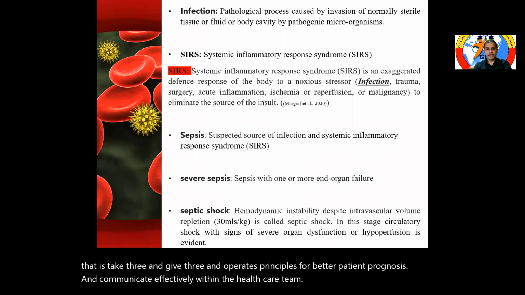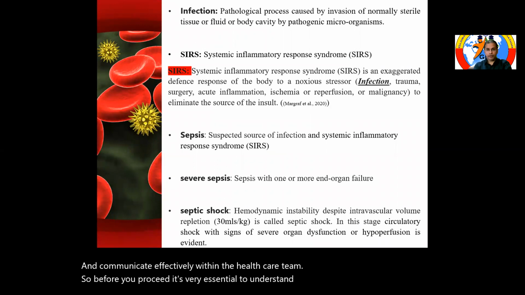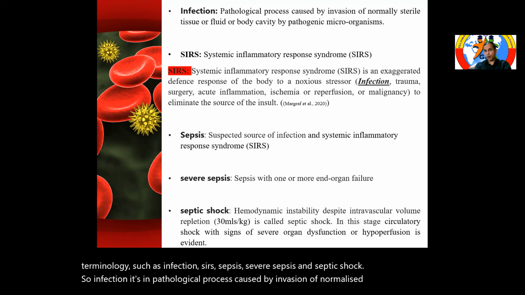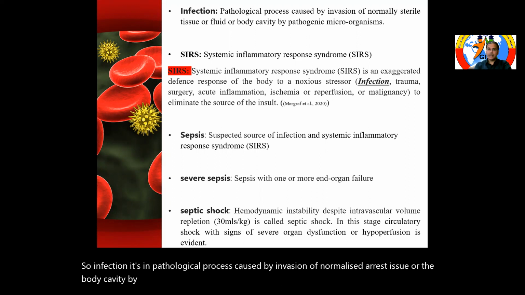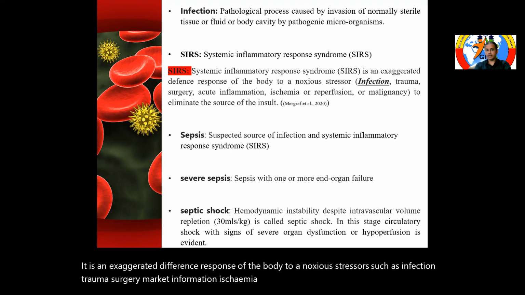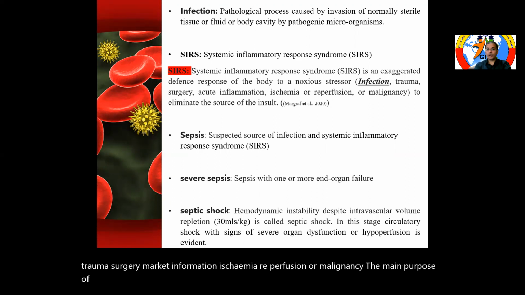So before you proceed, it's very essential to understand the meaning of the following terminologies such as infection, SIRS, sepsis, severe sepsis, and septic shock. Infection is a pathological process caused by invasion of normally sterile tissue or the body cavity by pathogenic organisms. SIRS stands for Systemic Inflammatory Response Syndrome. It is an exaggerated defense response of the body to noxious stresses such as infection, trauma, surgery, acute inflammation, ischemia, reperfusion, or malignancy. The main purpose of this SIRS is to eliminate the source of insult to the body.